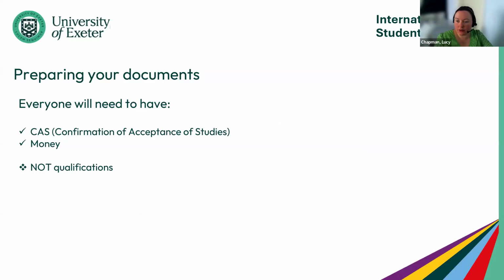Starting with preparing your documents. There are 2 main things you will all need to have before you can apply for your visa: CAS and money. None of you need to submit qualifications with your visa application, and I'll explain why later.